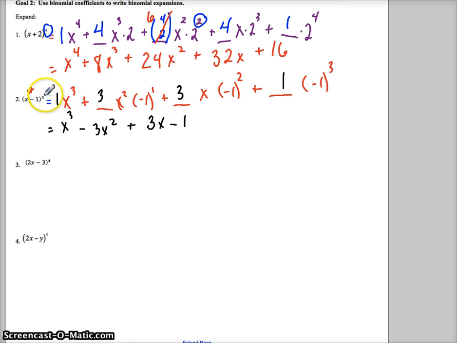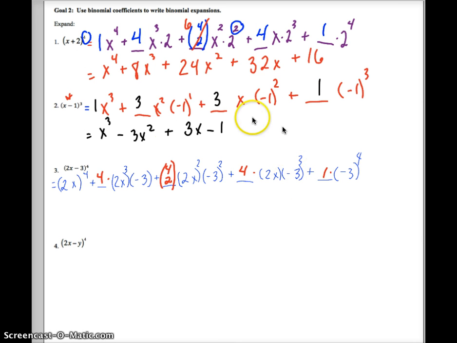And let's double check. Remember, we should always have one additional term, or one more term, than the power of expansion, and we do. I'd like you to expand number 3 and then pause the screencast and check your expansion before you start to multiply within each individual term.